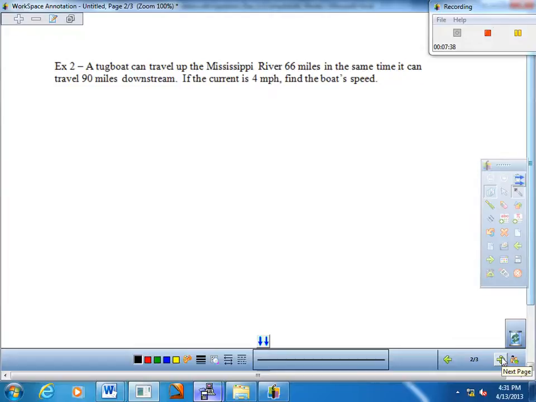Example 2. So a tugboat can travel up the Mississippi River 66 miles in the same time it can travel 90 miles downstream. Okay? If the current is 4 miles per hour, find the boat's speed.